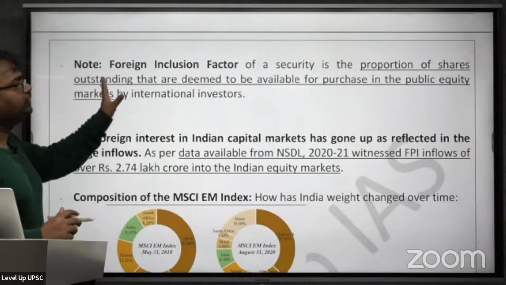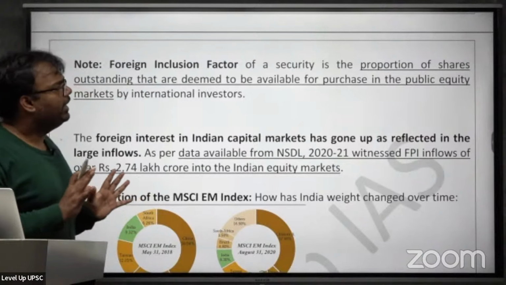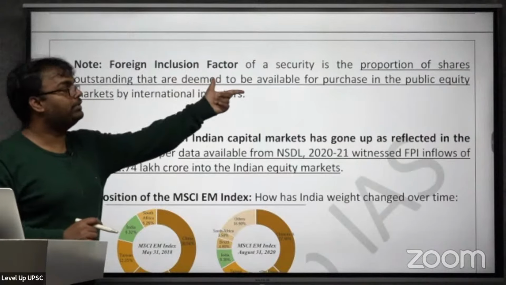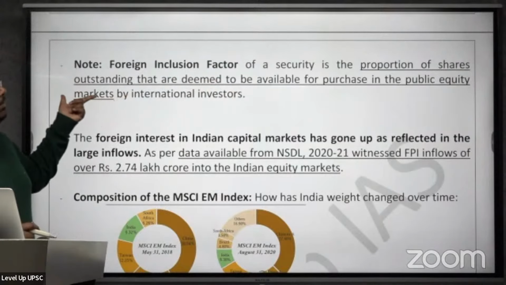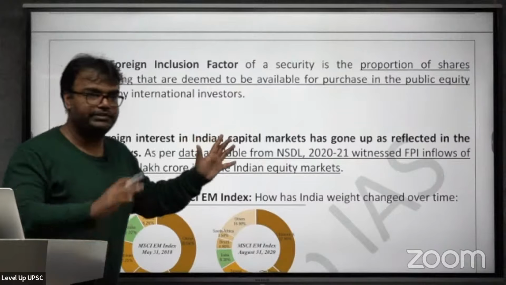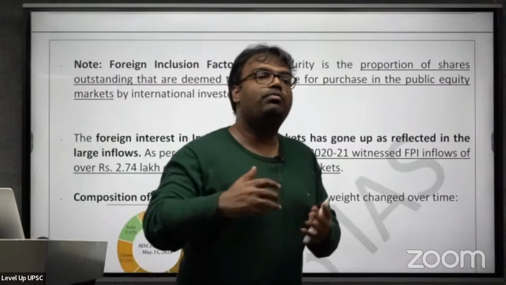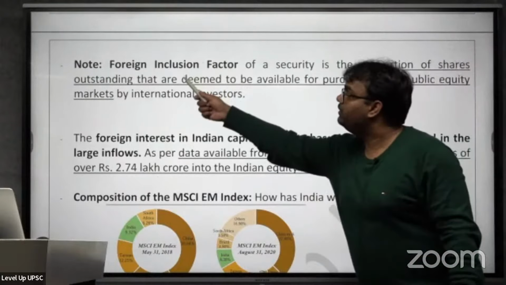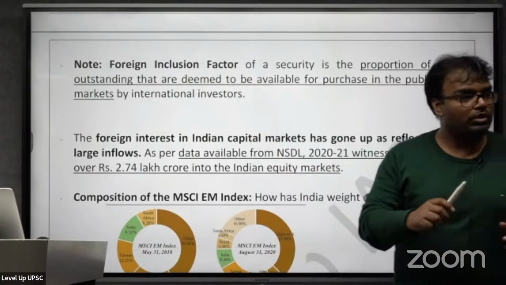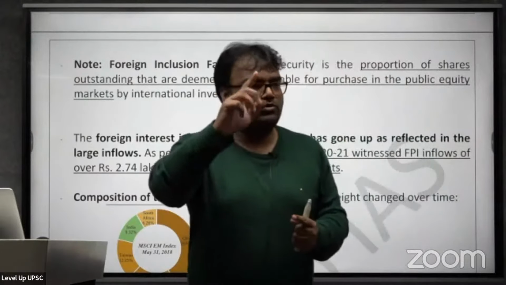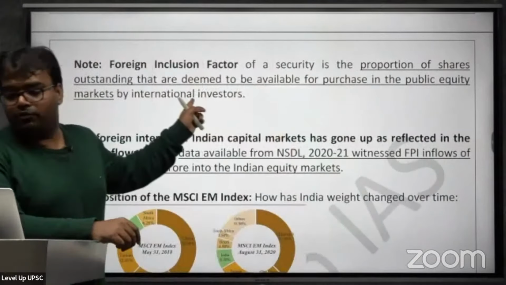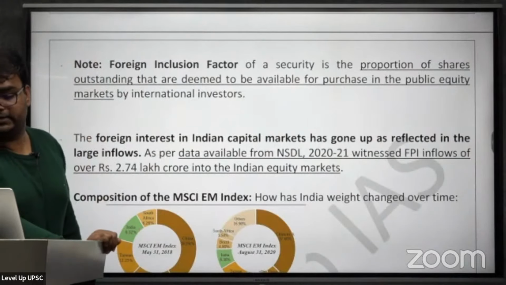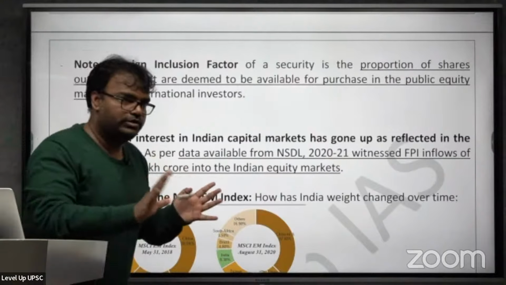Now, what is the foreign inclusion factor? At a very basic level, it is the proportion of shares outstanding that are deemed to be available for purchase in the public equity market by international investors. That is, how many shares can foreign investors buy? That is roughly measured by the foreign inclusion factor. So when the FII limit increases, the foreign inclusion factor increases, more foreign companies would be able to buy Indian shares, and India's weight there increases. Fine. This is also understood. Okay.